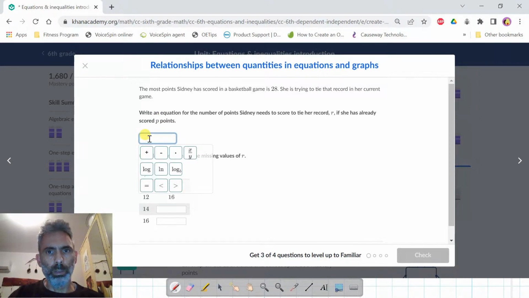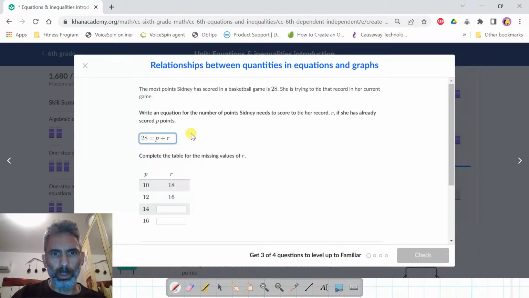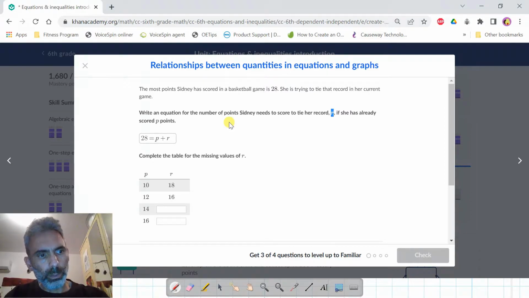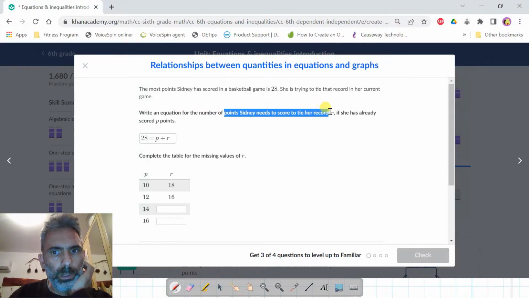Okay, so 28 equals P, which is the number of points she has already scored, plus R, which is the number of points she needs to score to tie her record. So R represents the number of points Sydney needs to score to tie her record. Okay.